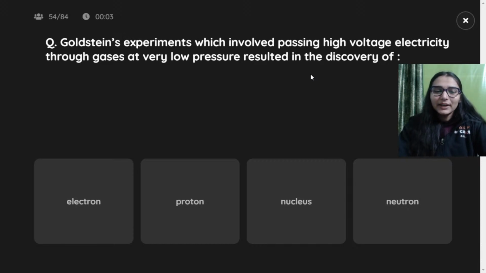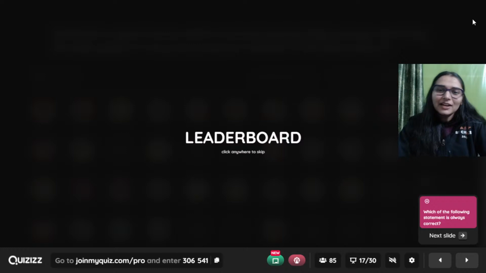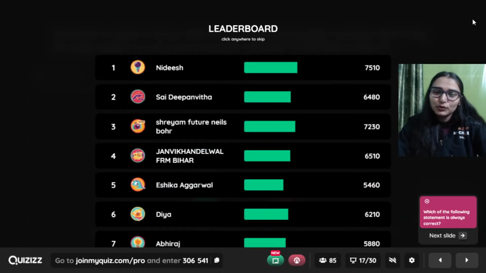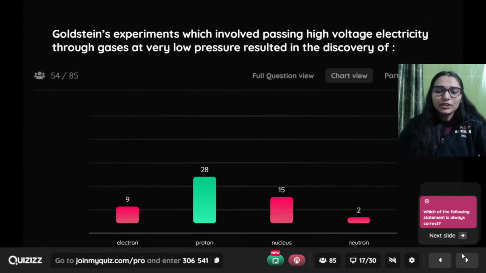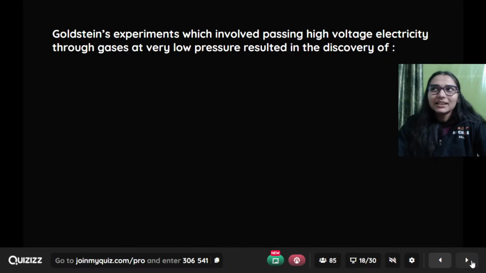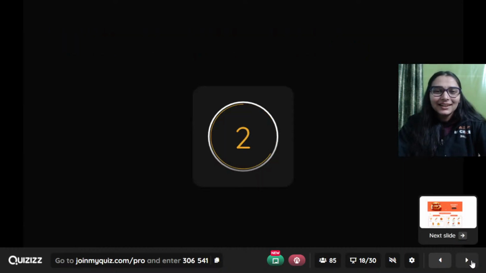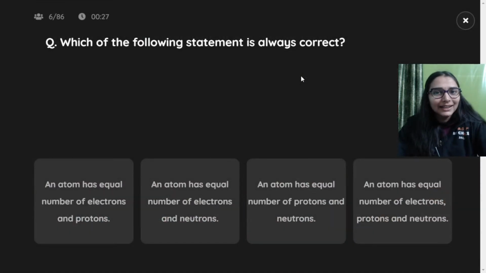The experiment led to the discovery of anode rays, which are also known as canal rays, and they have positively charged particles in them, the protons. Anode rays are important, watch out, they can come in the exam, so you have to pay attention. The nucleus was discovered by Rutherford, so it is Rutherford. Goldstein would be very happy. Wow, what lovely kids. They are giving me credit for something that I didn't even do.